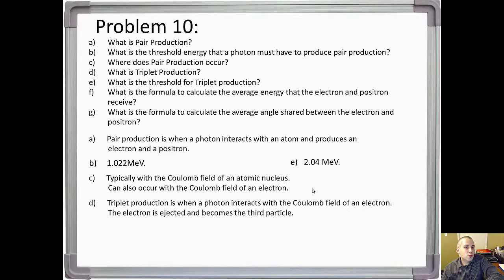For F, what is the formula to calculate the average energy, given as kinetic energy, that the electron and positron would receive? So this is the average between the two. This is the formula. hv is the energy of the incident photon. For G, what is the formula to calculate the average angle shared between the electron and positron? They do each have different angles, but this is the formula to calculate the average angle between the two, where m0c² is the rest mass of the electron, so 0.511. And this is the average energy shared between the two.